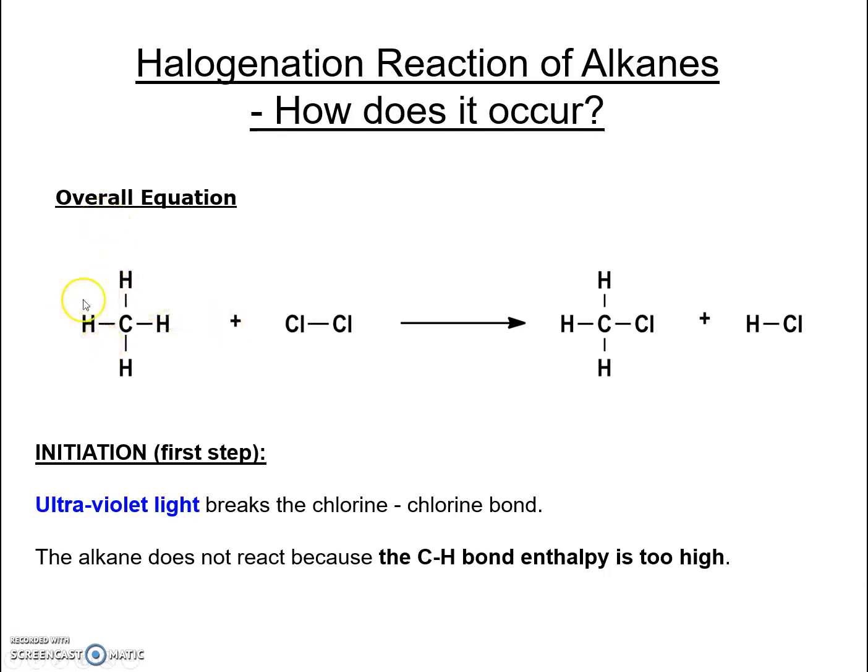So the overall equation: these are our starting materials, what you put into your reaction, sometimes known as reactants. We've got methane and chlorine. On the other side of our arrow, we've got chloromethane and hydrogen chloride. These are our expected products. We don't say hydrochloric acid because it's not dissolved in water. Now, the first step: why do we need the ultraviolet light to get the reaction to go? Well, it breaks the chlorine-chlorine bond because the carbon-hydrogen bond enthalpy is too high. So let's look at that.